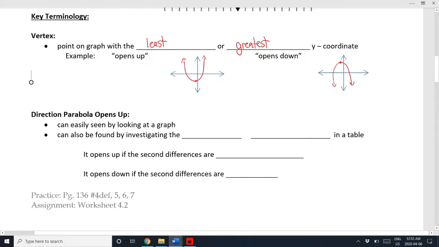The next property that we are going to look at is the direction that a parabola opens. It can easily be seen by looking at the graph. For example, if it opens upward, it means the opening of the parabola is on top. And if it opens downwards, the opening is on the bottom. It can also be found by investigating second differences in a table of values.